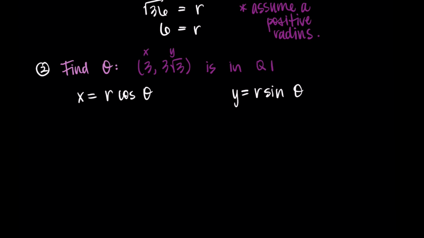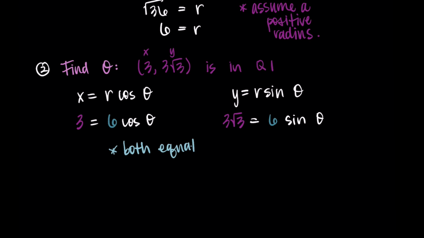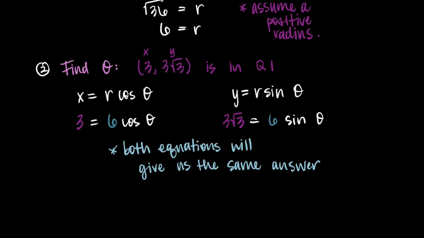So let's go ahead and find it. I'm going to substitute in my x and my y, and then 6 for my radius. So my two equations are 3 equals 6 cosine theta, and 3 times the square root of 3 equals 6 sine theta. Now I'm showing you both equations, but you really only need one. Both equations will give us the same answer. However, I personally like to use both and solve them both for theta because it just comforts me and lets me know that I did it right.